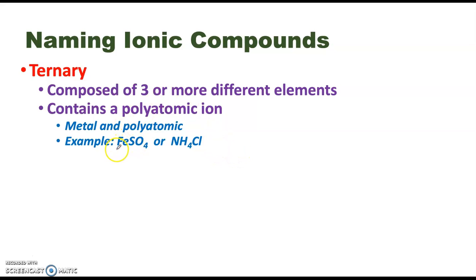So in this case, I could name iron, sulfur, oxygen. That's 3 different elements, so this is a ternary compound. In this compound, I can name nitrogen, hydrogen, and chlorine. That is 3 different elements, so that is also a ternary compound.